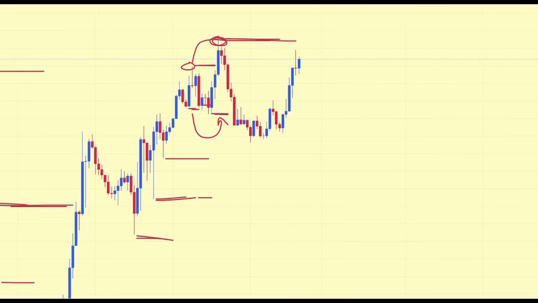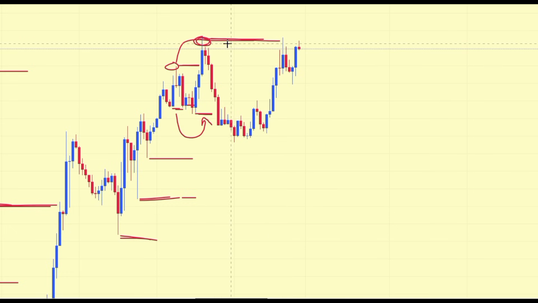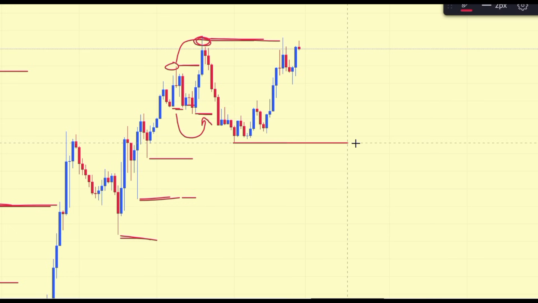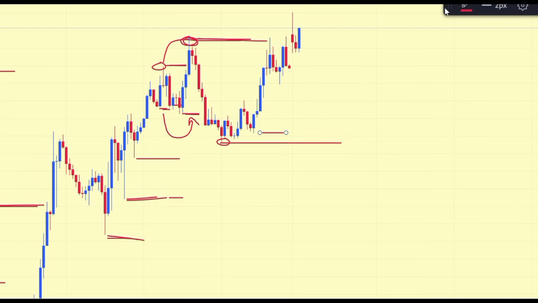Alright, so price, as you can see, headed up and made that break of structure. So this one here is our trading range low, and we are currently in a new trading range. So right now, where is the inducement? This one here is the inducement, and in that case it is a minor inducement because it was formed before the break of structure.